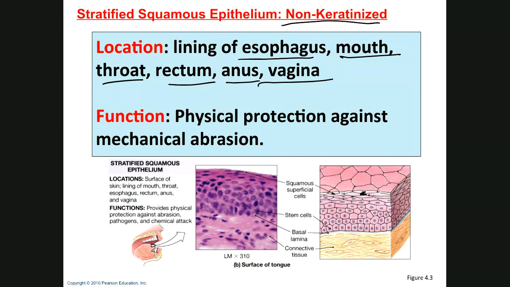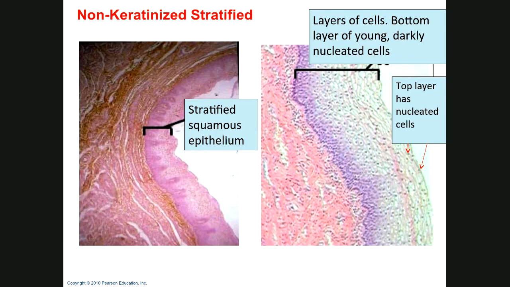Function, protection from mechanical abrasion. So when you see micrographs of these kinds of tissues, the first thing you look for at the top is nuclei, the little dots, which are the nuclei of the cells. And that tells you, oh, there's nuclei on top. That means this is non-keratinized stratified squamous epithelium. So this whole layer is non-keratinized stratified squamous epithelium.